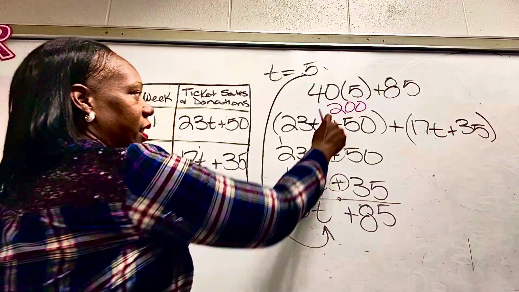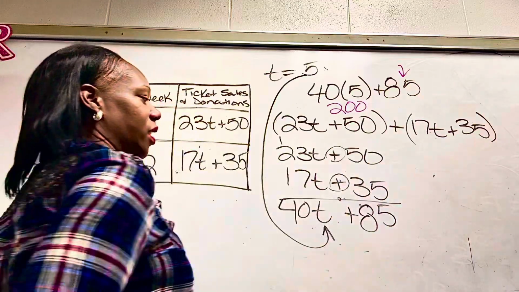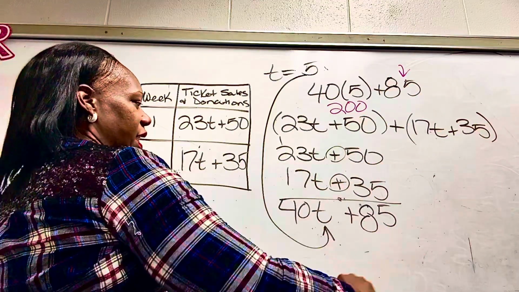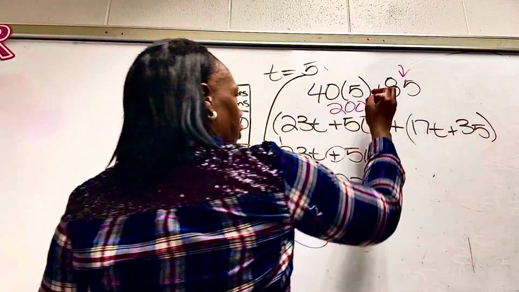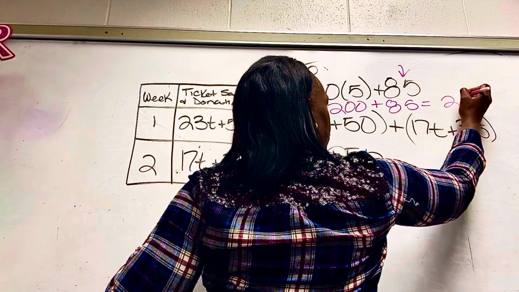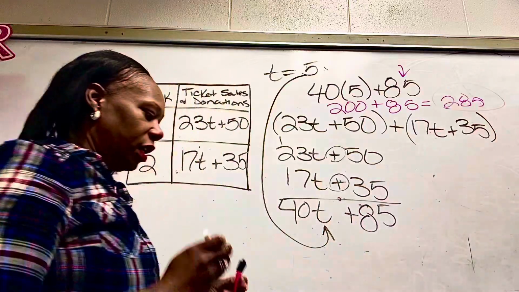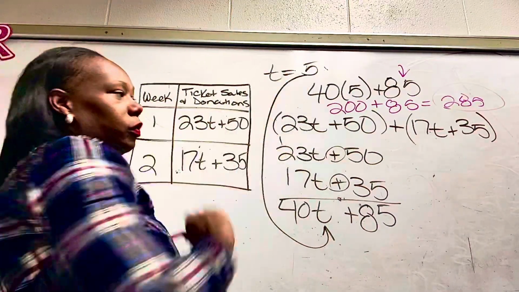And some kids are getting to this point, but they're forgetting the donation amount. You cannot forget that because that's included in the amount. So 200 plus the 85, the total that they made for the whole 2 weeks would be $285. That would have been the answer if T equaled 5.